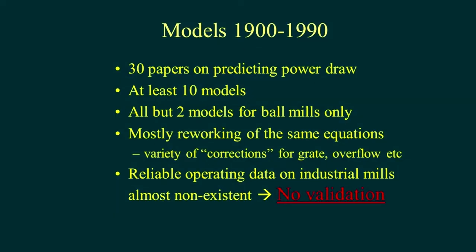My PhD thesis was done on power modelling, and as all good PhD and master students know, the first thing you've got to do is a literature review to see what was done previously. And I started this work in 1990, and I went back to the turn of the century. And in those 90 years, I found over 30 papers by different people on predicting power draw. There were at least 10 models. All but two of them, perhaps not surprisingly, had to do with ball mills.